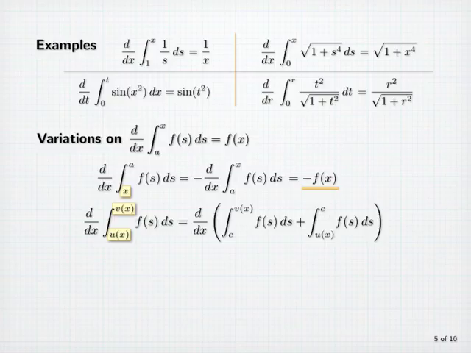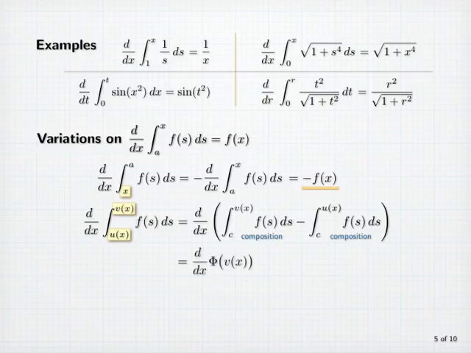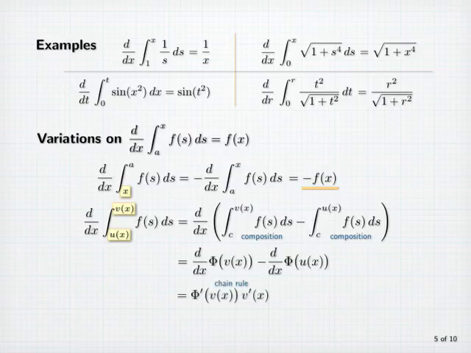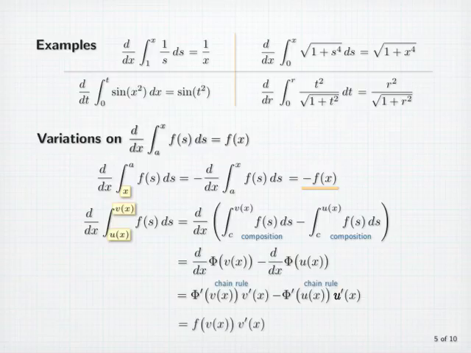Now in the second integral, we'll reverse the limits of integration by introducing a minus sign, and now the key is to realize that we're dealing with compositions of functions. The first term is the function phi composed with v of x. In the second term, we have minus phi composed with u of x, and so we need the chain rule to take these derivatives. The chain rule says that the first term is phi prime evaluated at v of x times v prime of x, and the second term is minus phi prime of u of x times u prime of x. And now since phi prime is just f, we have f of v of x times v prime of x minus f of u of x times u prime of x.